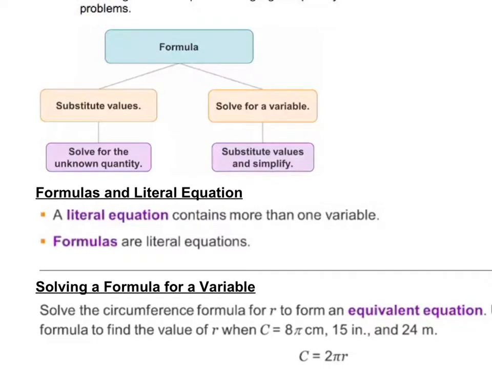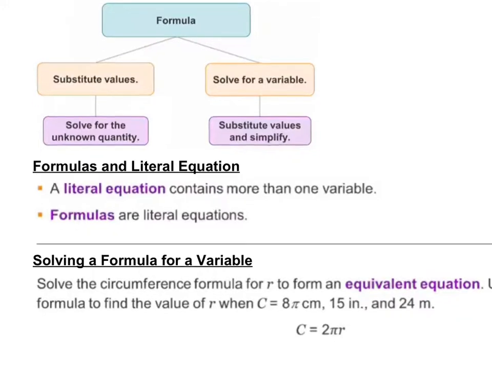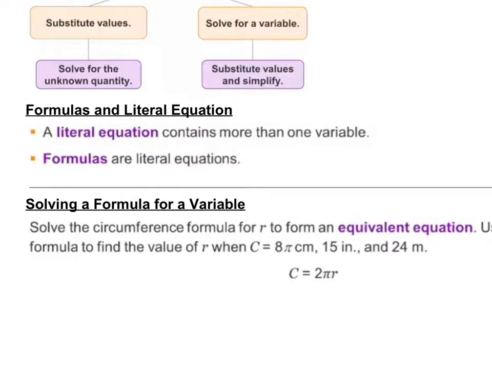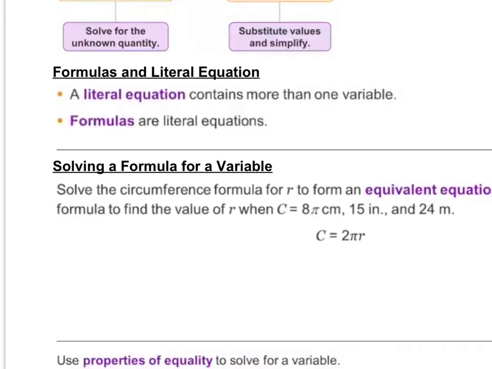Down here it says a literal equation contains more than one variable. Formulas are typically literal equations. With a formula, you can substitute your values and solve for the unknown quantity. So there's two different ways to do it. Or, in a formula, you can solve for a specific variable and then substitute values and simplify. So this is a really important algebra technique, and I want to make sure that we go through this.